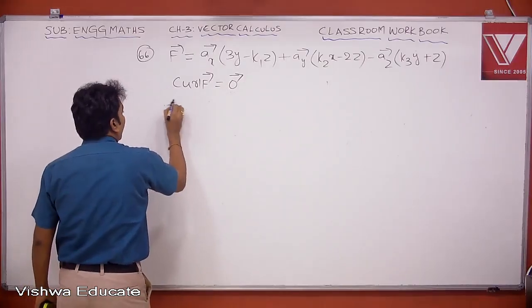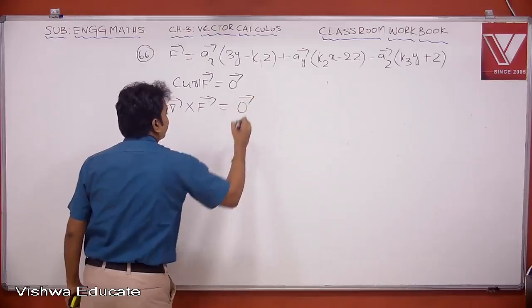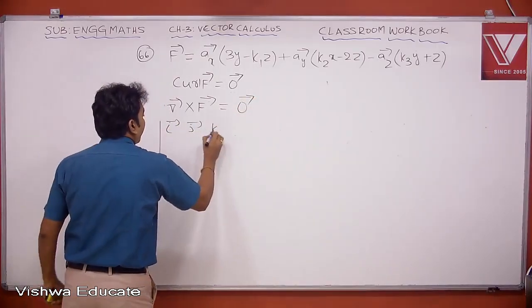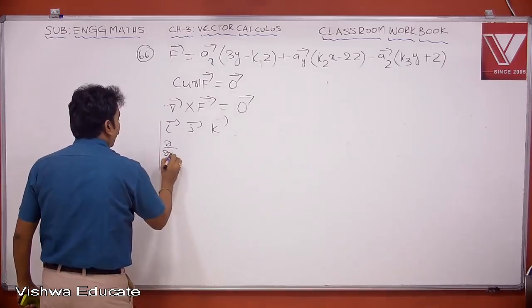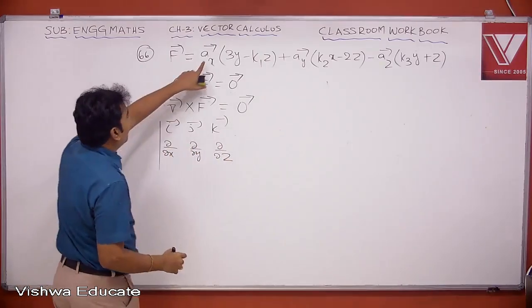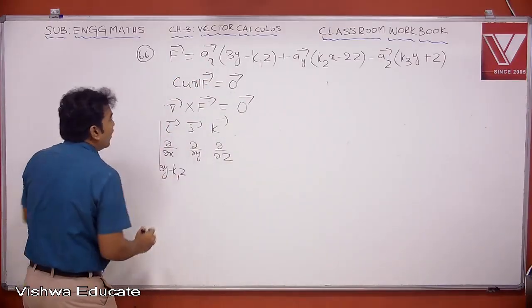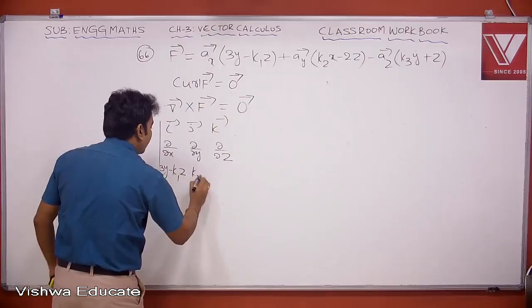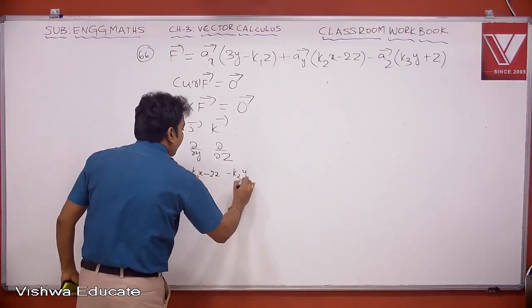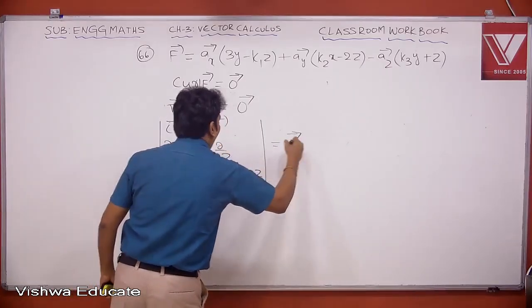So therefore this is del bar cross f bar equal to null vector. Now this is a det of i bar, j bar, k bar. So this is dou by dou x, dou by dou y, dou by dou z. The components of this are 3y minus k1z and this is k2x minus 2z and this is minus k3y minus z. So its value is null vector.